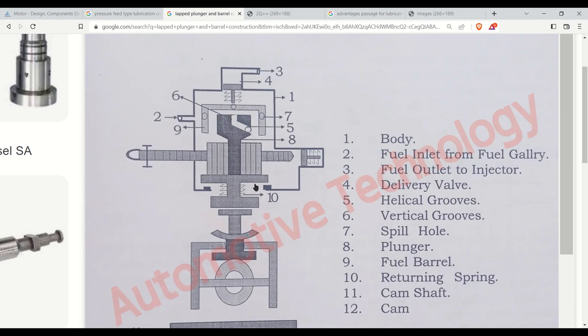Ten is the return line. Whatever extra oil is over there is returned through this passage 10. Sorry, this is the returning spring. I got confused. Eleventh is the camshaft. There must be a return line also. Fourth is a delivery valve. There should be a return line.